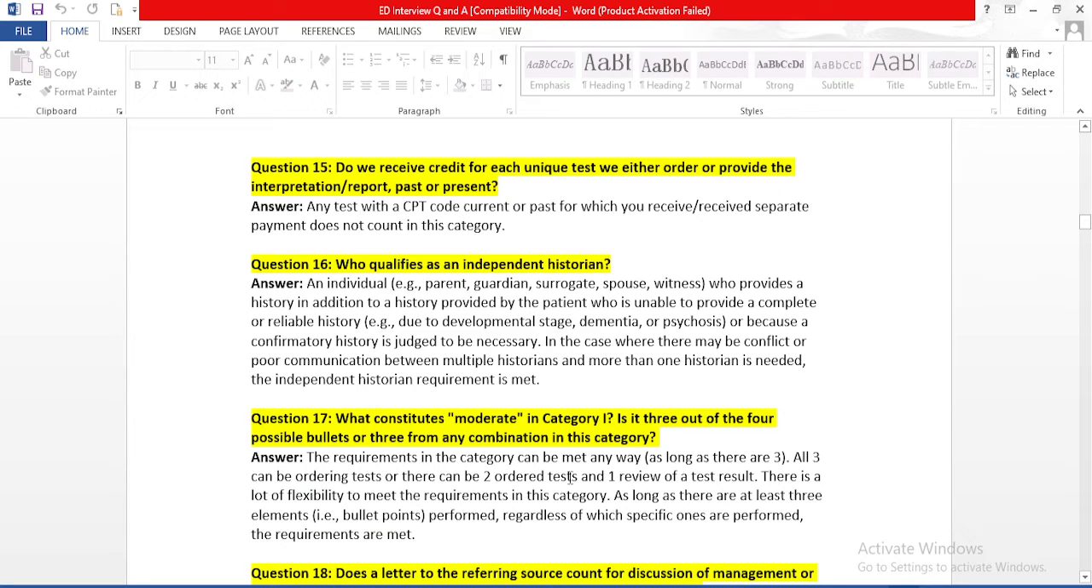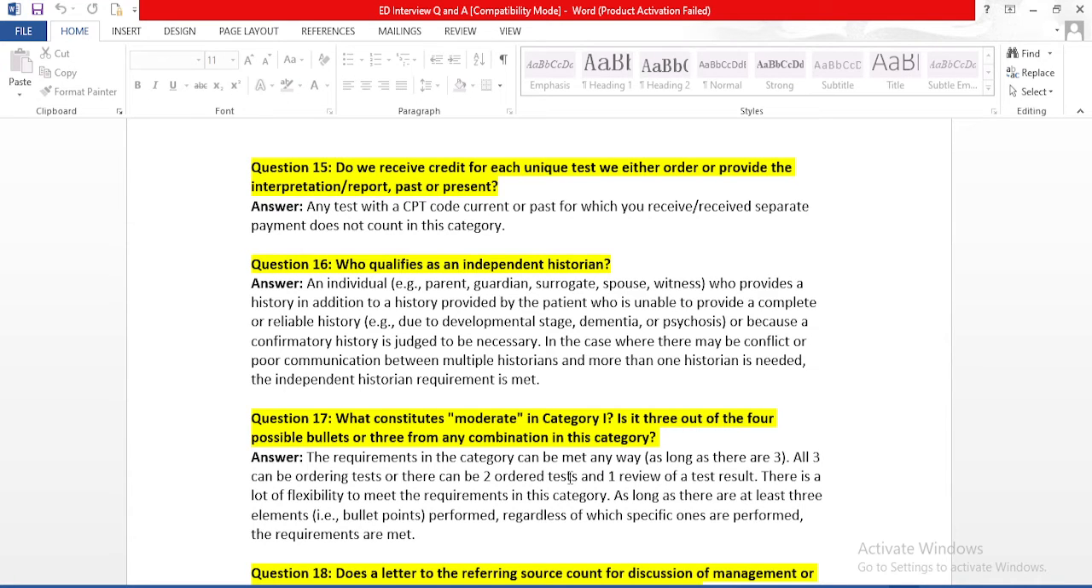Next question. Do we receive credit for each unique test? We either order or provide the interpretation or report, past or present. Any test with a CPT code, current or past, for which you received separate payment does not count in this category. So if we have any CPT code for which we have received payment, it will not come under this category.